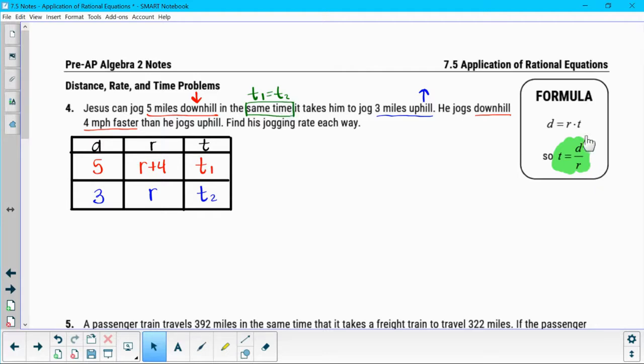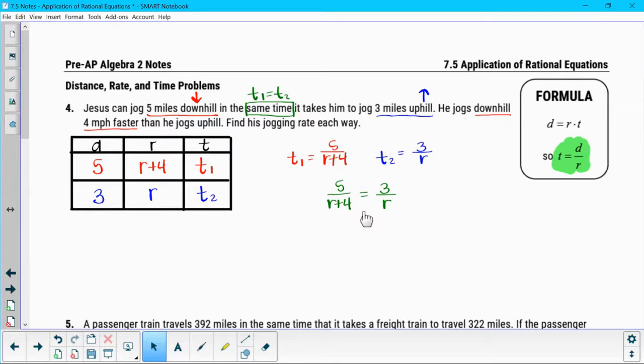And remember, I said we focus mostly on this formula. I'm going to create an equation for his downhill journey and his uphill journey. So let's go ahead and do that. T1 is his distance of 5 miles over his rate of r plus 4. T2 is equal to his distance of 3 miles over his rate of r. And we said that these two things are equal to each other because he does them in the same time. So that's what I am going to work with. 5 over r plus 4 is equal to 3 over r.